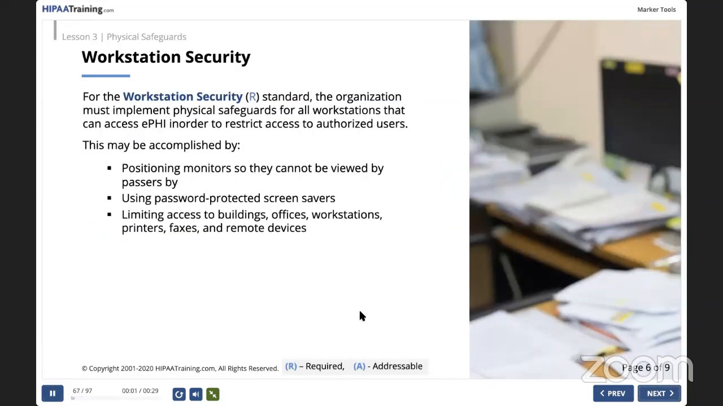Workstation security. For the workstation security standard, the organization must implement physical safeguards for all workstations that can access EPHI in order to restrict access to authorized users. This may be accomplished by positioning monitors so they cannot be viewed by passers-by, using password-protected screensavers, limiting access to buildings, offices, workstations, printers, faxes, and remote devices.